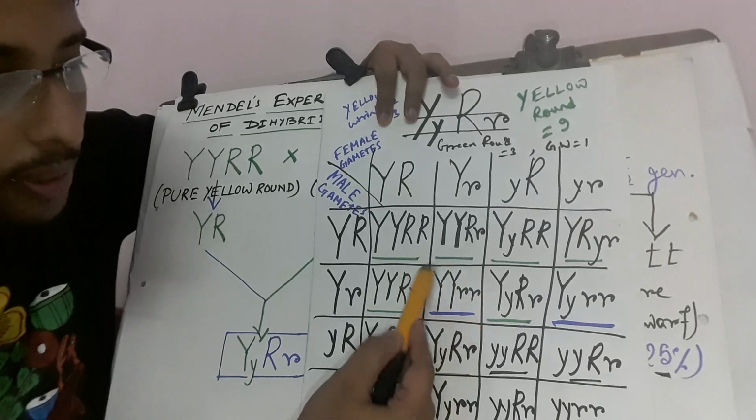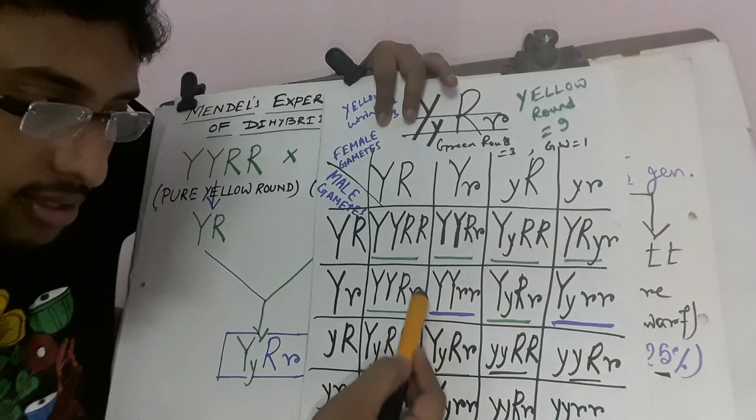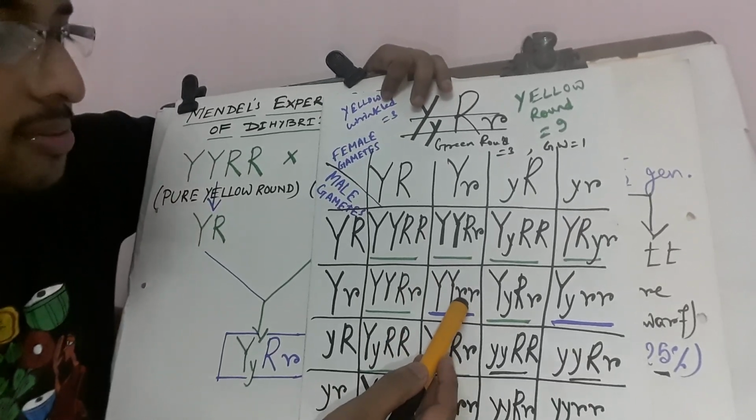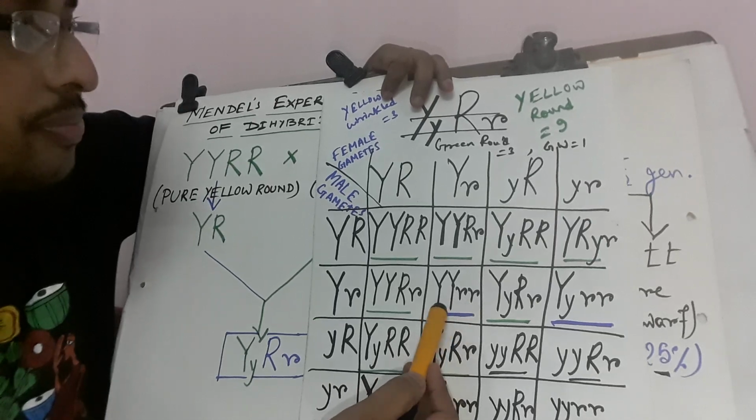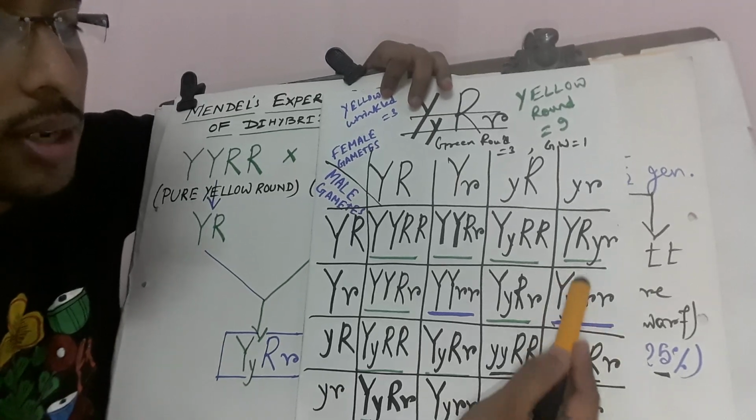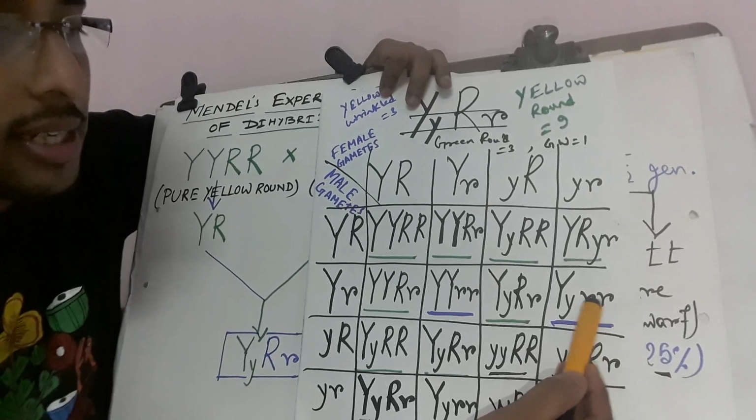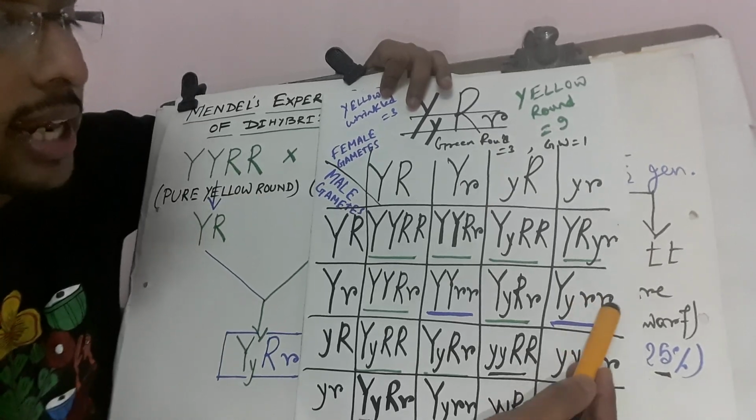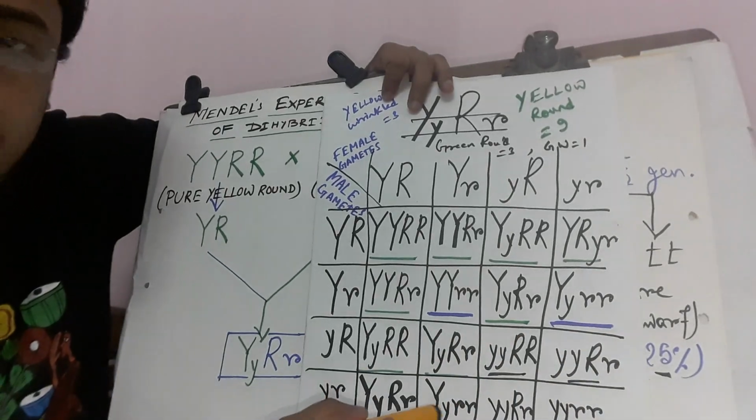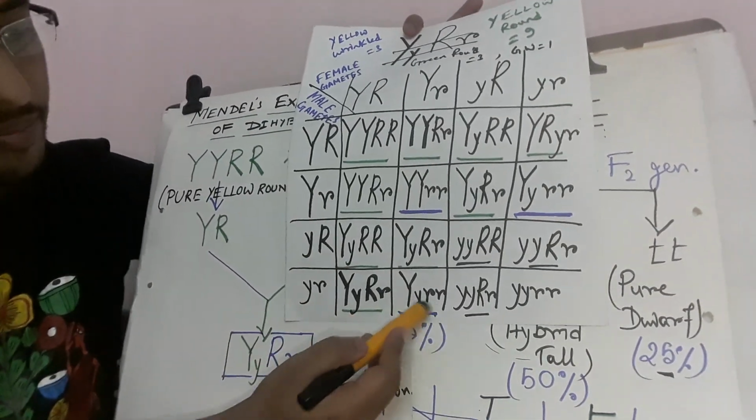But look at this combination. It is capital Y, small r, small r. Capital Y means the seed is yellow. But it is small r, and as it is small r, it is wrinkled. So yellow wrinkled. Similarly, it is also yellow wrinkled, because due to capital Y it is yellow, and as no capital R is present, it is not the round character, it is the wrinkled character. Similarly, here also yellow wrinkled seeds are present.